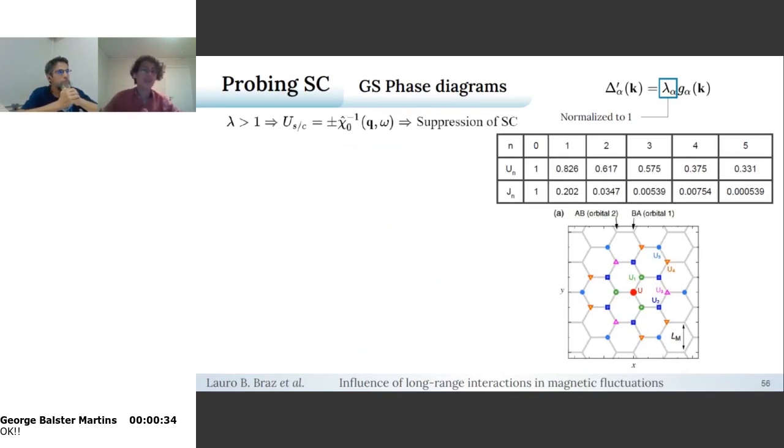Now, okay, we understand what happens as we change the values of long-range parameters and interactions. But what if we turn on the J parameter? I mean, the exchange on site and also in long range. Well, it happens the following.